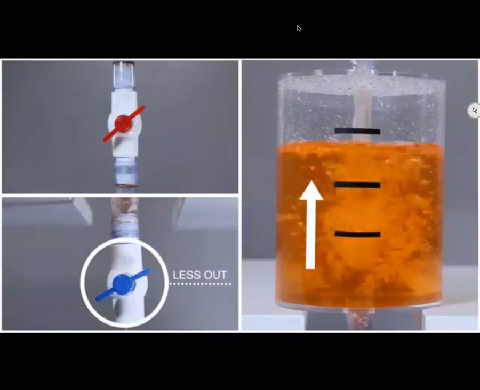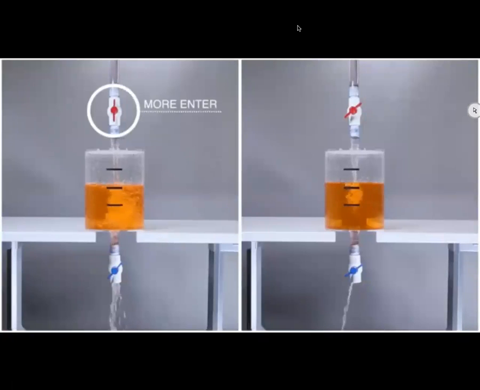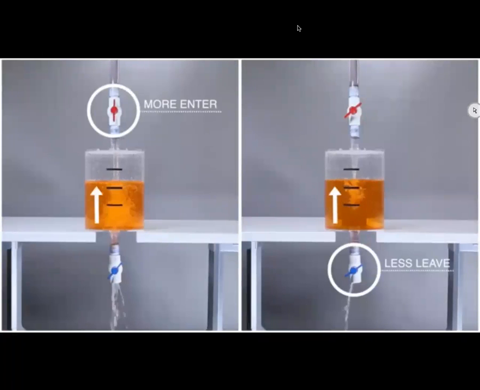Now we know two different ways to get the exact same result. Having more enter or having less leave both increase the amount of energy in the system.